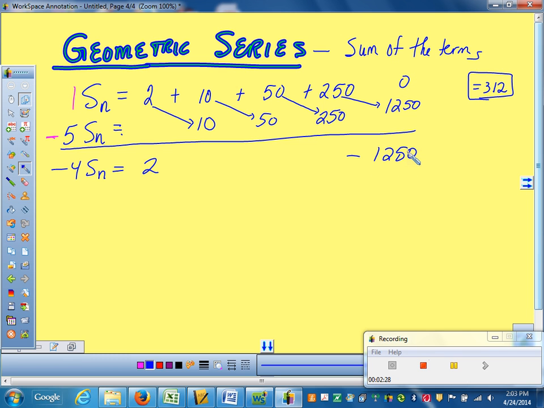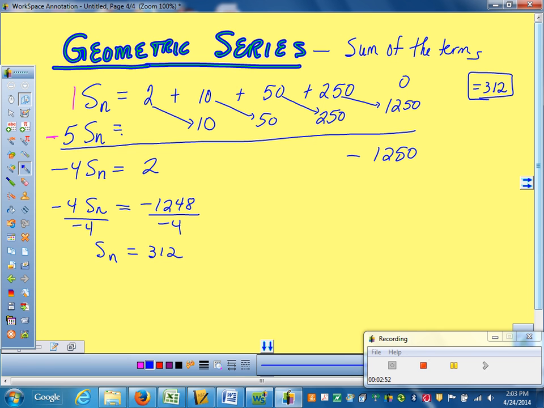By doing that, I just made all those middle terms cancel, which is pretty sweet. I just ditched all the middle, and I've only got these 2 terms left. If I combine those, 2 minus 1250 is really negative 1248. And then, if I choose to divide by the negative 4, you will discover that you get 312. The solution we knew we were supposed to get. So now, how do I turn that into a formula?